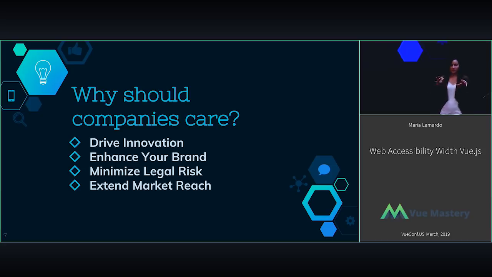Now, we've talked about the numbers for the United States, but worldwide, there's over 1 billion people living with a disability today, and they have a spending power of $6 trillion. So that is a big number for companies to care about.